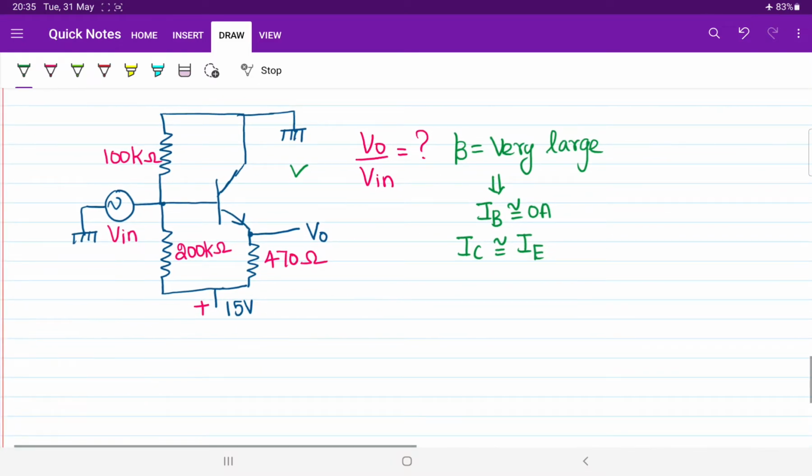How will you draw the AC analysis? While doing the AC analysis, it is very important. You need not check where the ground is and where the supply is. What is the name of this circuit? If the collector is connected with the ground, it is called common collector configuration. If the emitter is connected with the ground, that is called common emitter configuration. If the base is connected with the ground, that is called common base configuration.